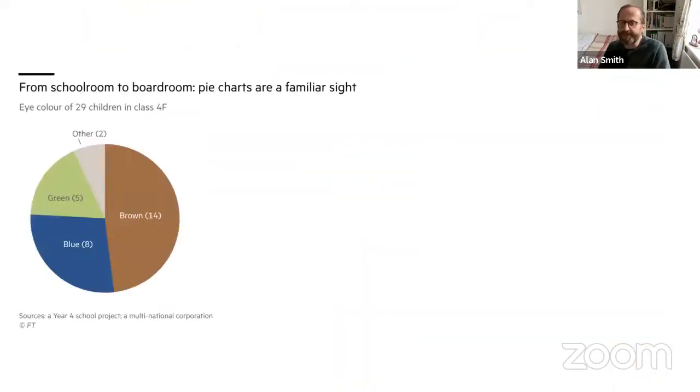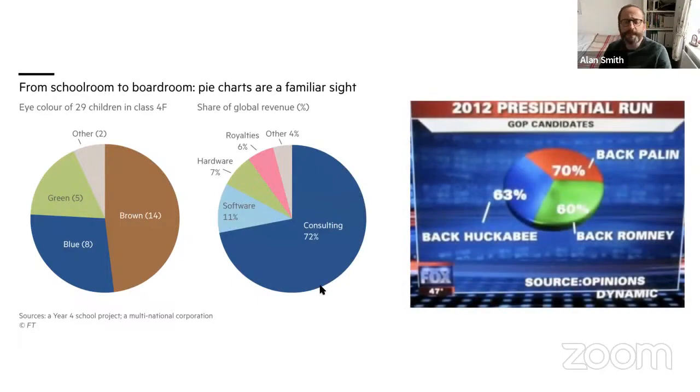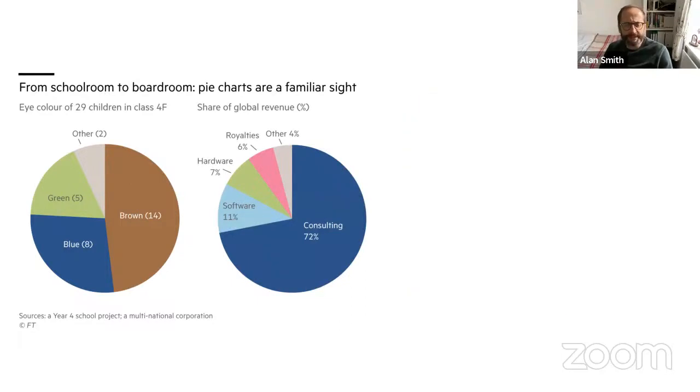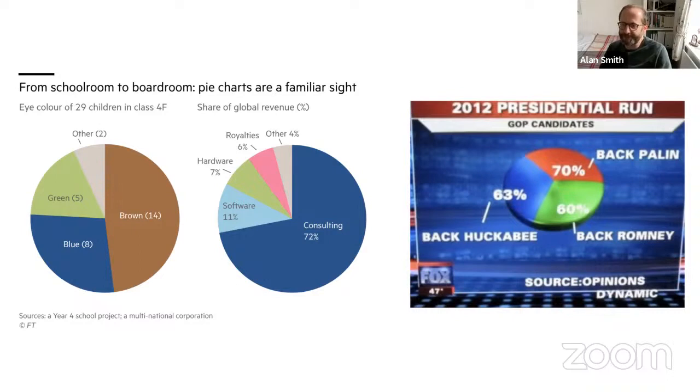And pie charts are where we start this journey, because as we saw with our year seven teaching materials, they are ubiquitous. Everyone sees pie charts, whether that's children in a classroom looking at eye color, or sales figures in a boardroom. Pie charts are everywhere. And one of the things I think is interesting is that sometimes they go viral on social media. So this is one from Fox News a few years ago, which went viral.